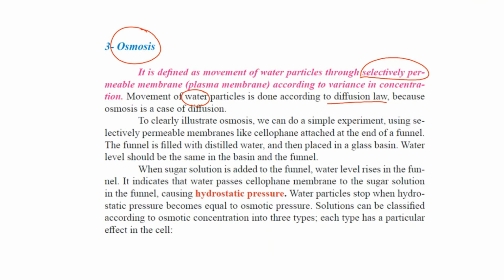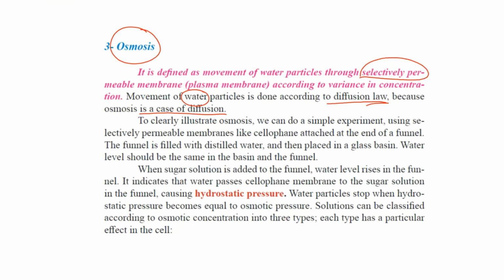If it's water but through different structures, it's not osmosis, or if the material passing is not water, it's also not osmosis. So there are two rules: the material must be water and it has to pass through a selectively permeable membrane to be called osmosis. But osmosis is a case of diffusion. It works by the same law, passage of material from high concentration to low.